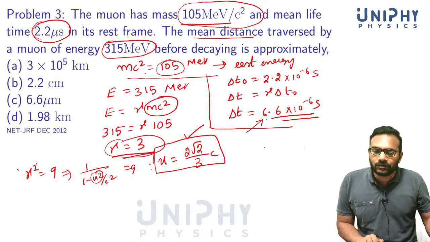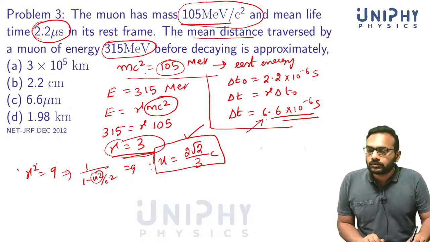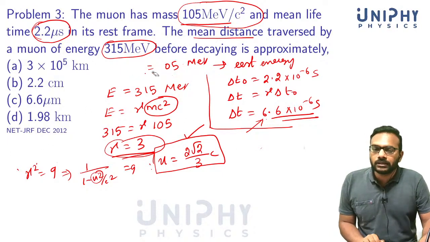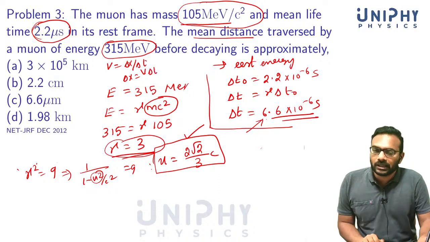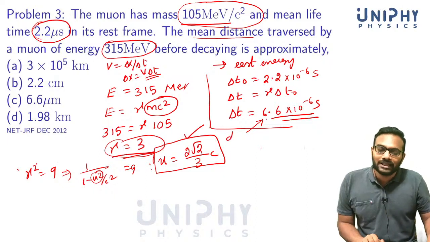Now we just find, because we know that, I'll write here, v is equal to distance by time. So distance is equal to velocity multiplied by the time interval. We have got the velocity, we have got the time interval, you just multiply them. So the mean distance traveled would be u multiplied by delta t.